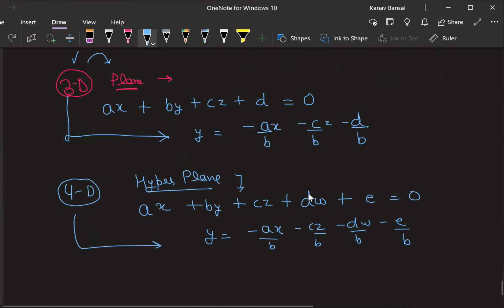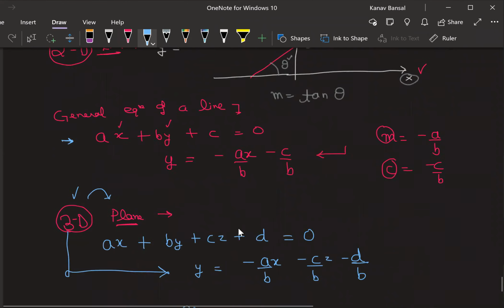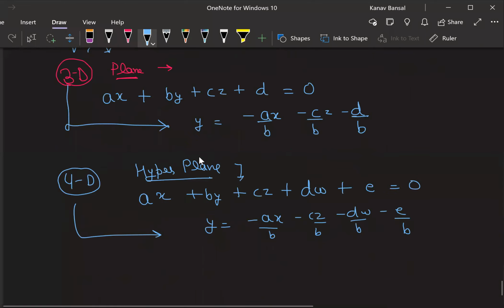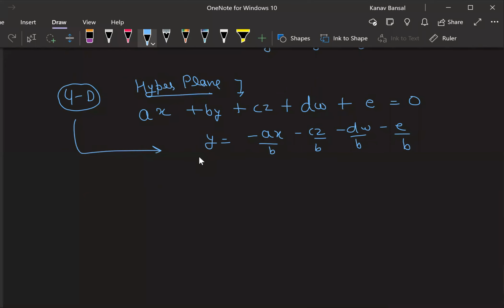How many are able to understand this part? See, you just need to know y equal to mx plus c, and from that you need to know that there exists this general equation of a two-dimensional line, and from that you can bring up all the equations. You can just generate all the equations, whatever you want. Everyone able to understand this? Yes or no?